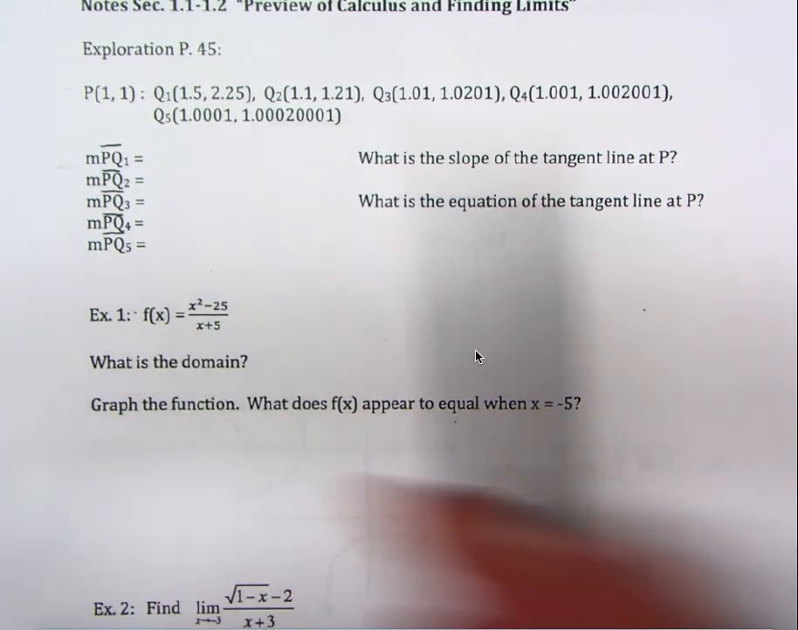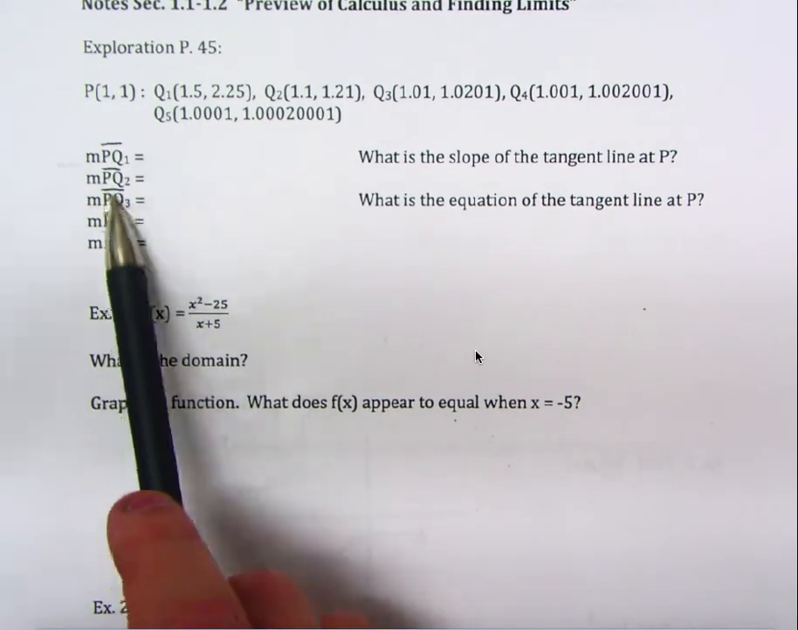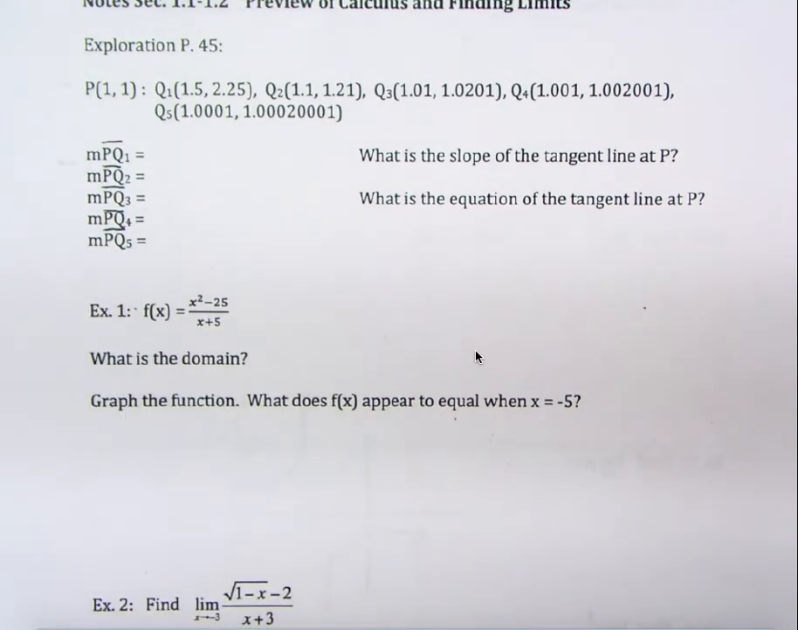1.5, 2.25. And so what I want you to do is pause the video and find the slope between all 5 of these ordered pairs. So go ahead and pause, take out your calculator. You don't need to show any work, and go ahead and do this.